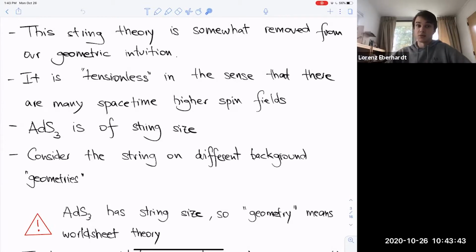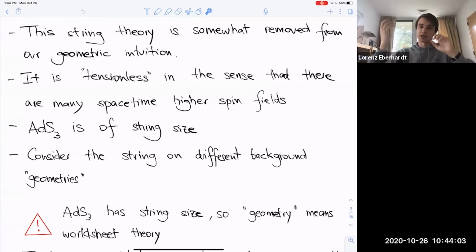This background is also tensionless in a more precise sense than just these pictures, namely in the sense that there are many space-time higher spin fields, massless higher spin fields. Usually, in flat space, the string spectrum has the graviton and the B field and so on. These are the massless fields, but we don't have any massless field of spin bigger than 2.